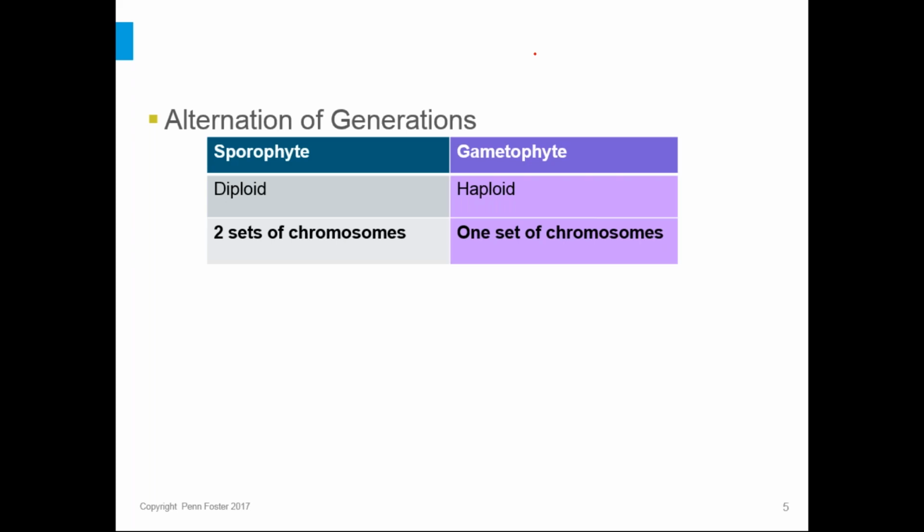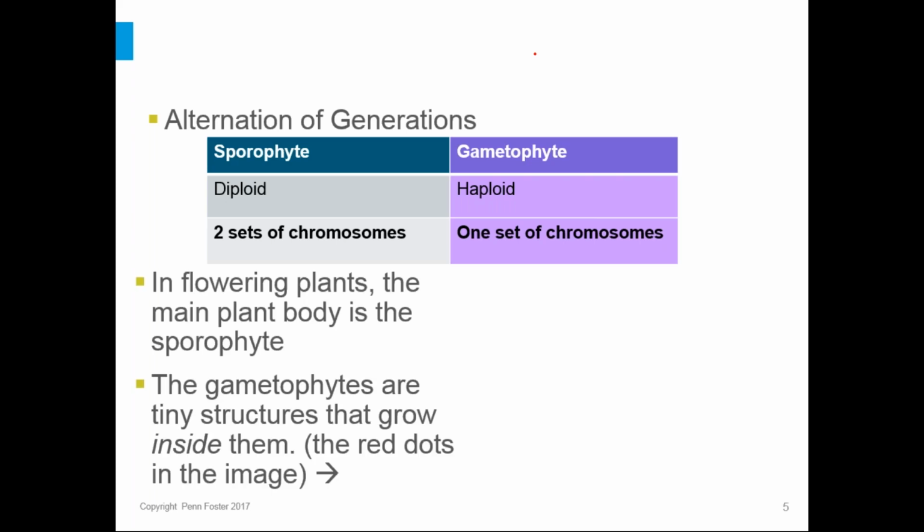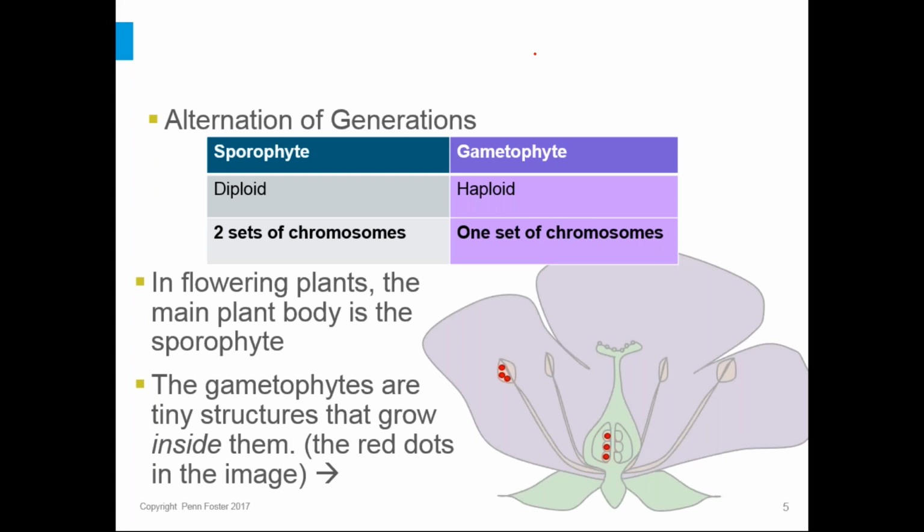In flowering plants, the main plant body is the sporophyte, and the gametophytes are tiny structures that grow inside of them. So this plant might have this flower and a stem and leaves and roots. All of that is the sporophyte phase of the plant. And then the gametophytes are just tiny little spots inside of it. These little red spots are the male and female gametophytes.